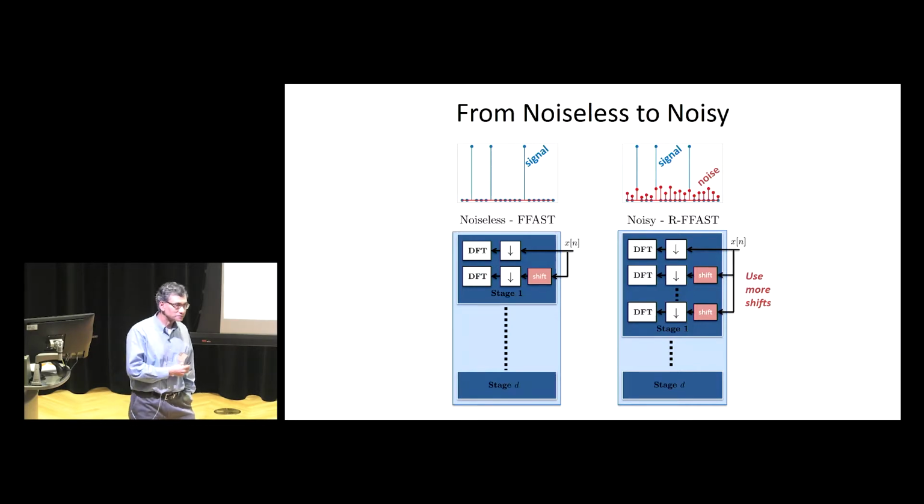In the noiseless case, it was very simple. It just falls out of the ratio. But now you have to do some noise averaging. So you need a lot more of these shifts. And in particular, you need about log n, order log n of them, or a little more than that.